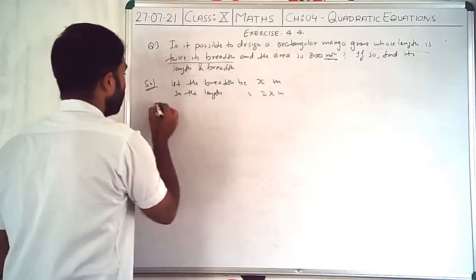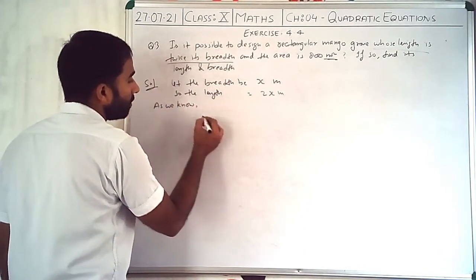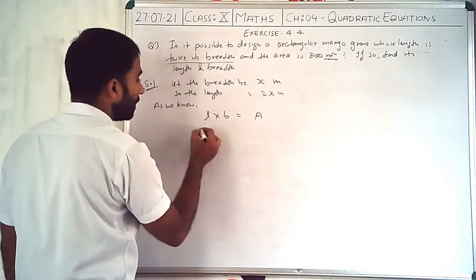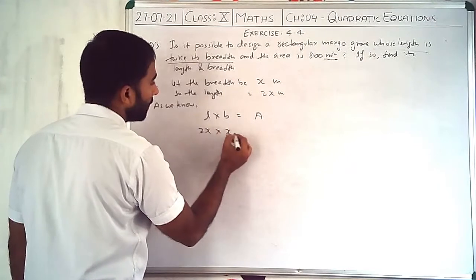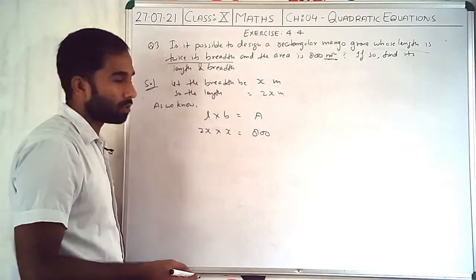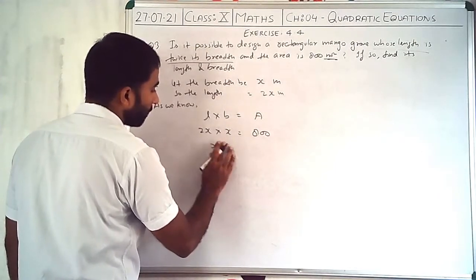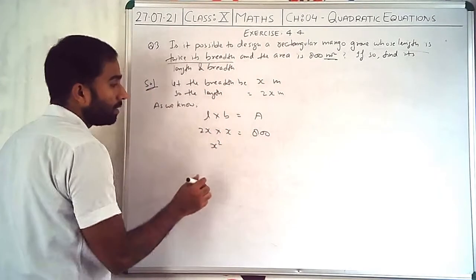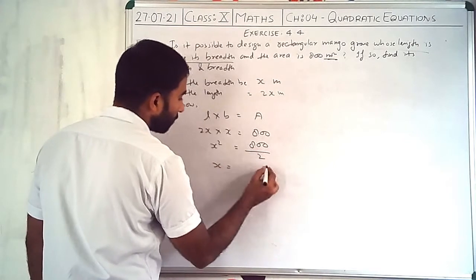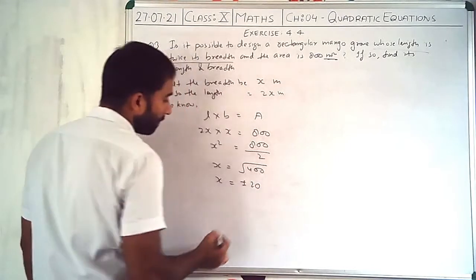Now, as we know, length into breadth is equal to area. So what is the length? 2x. What is the breadth? x. And the area is 800 meter square. So x and x become x square, and 2 goes to the other side in division form. So x square is 400, so x is equal to root 400, or x is equal to plus minus 20.